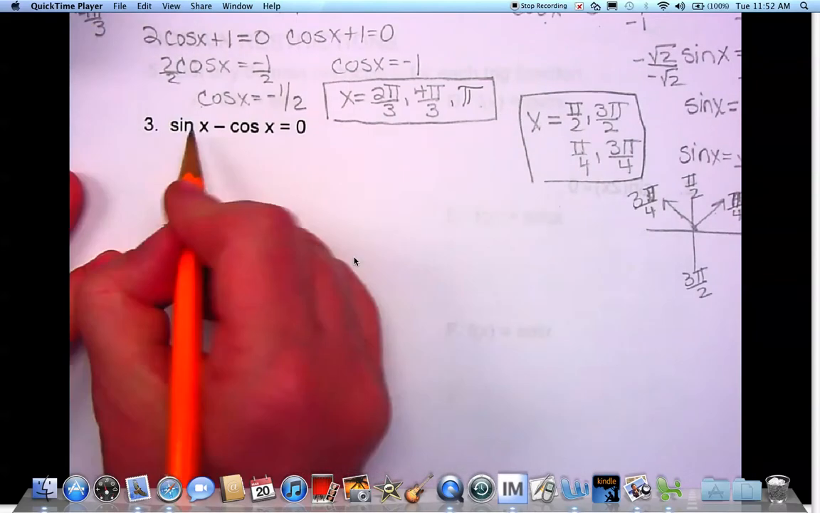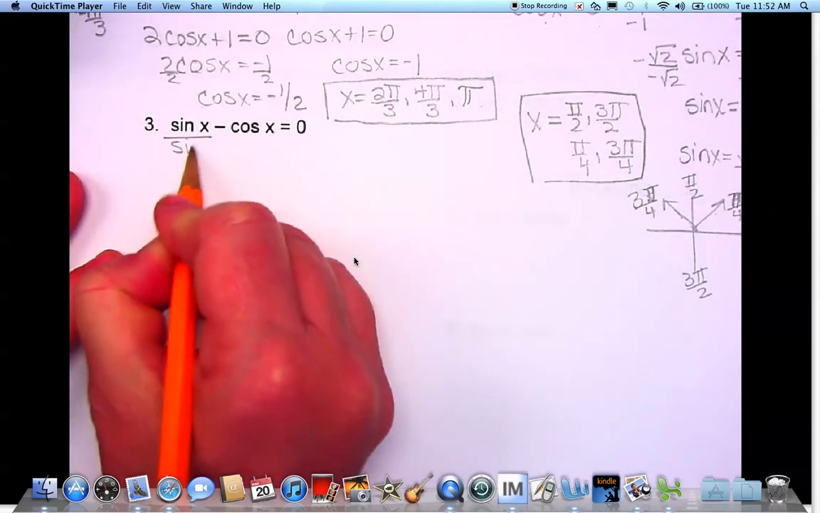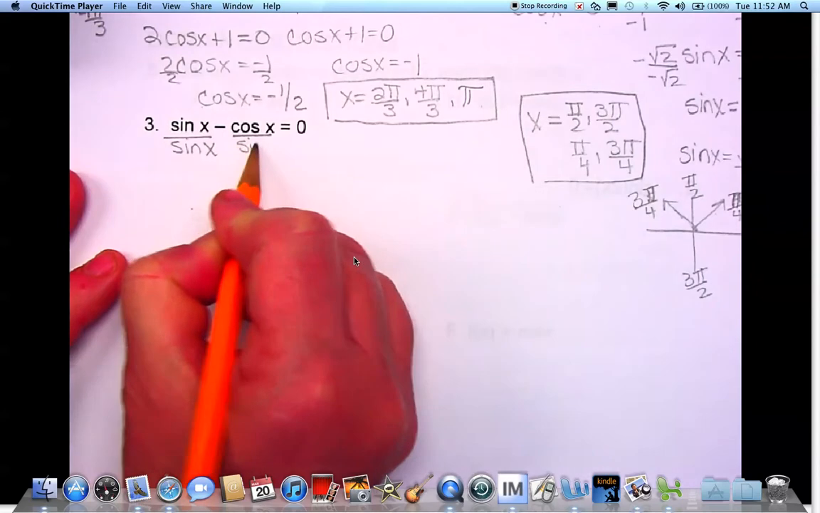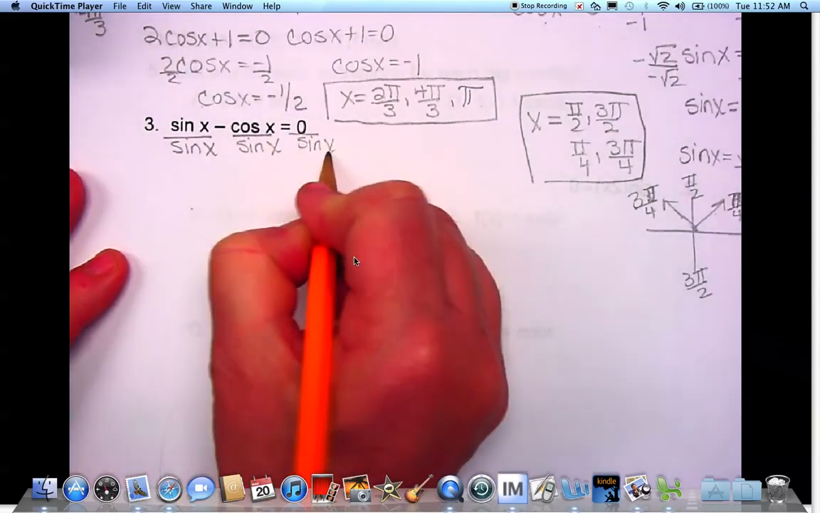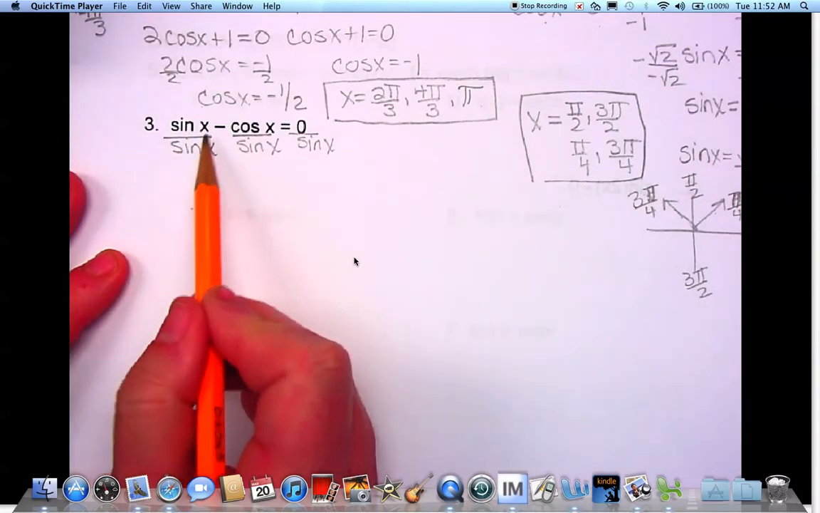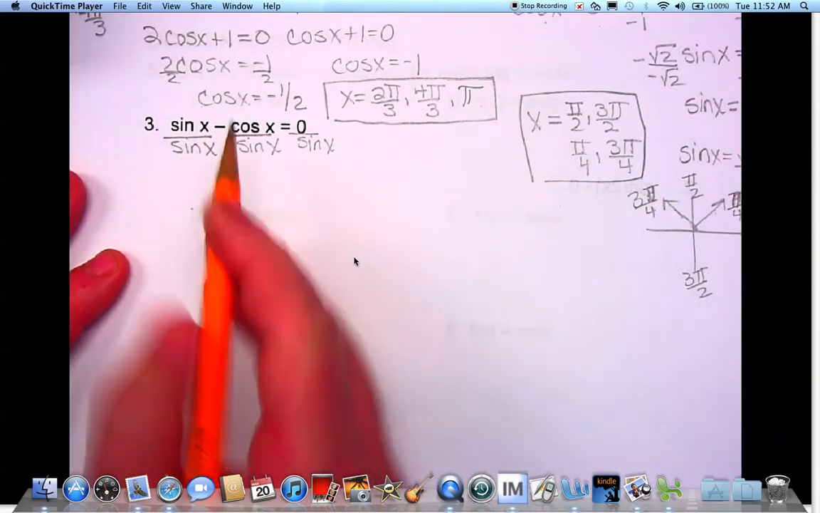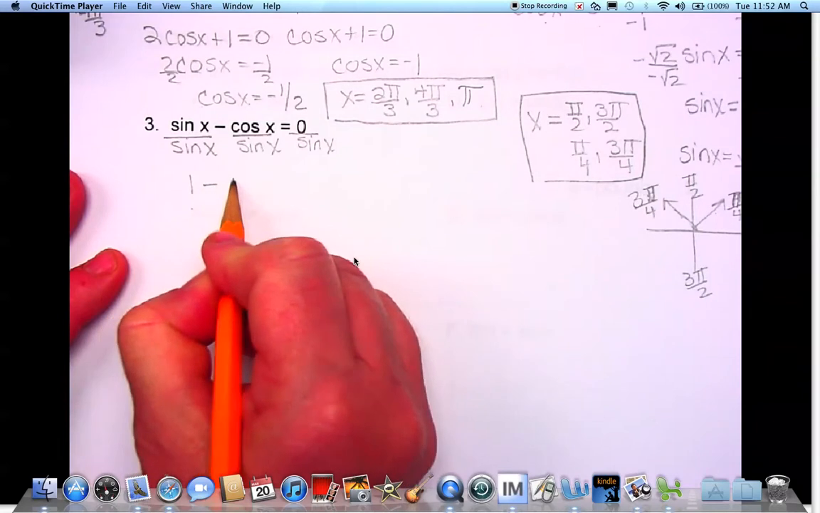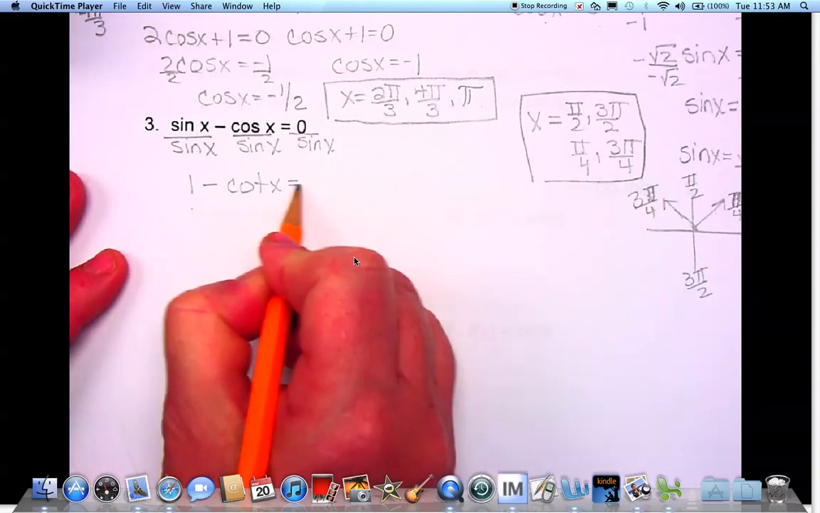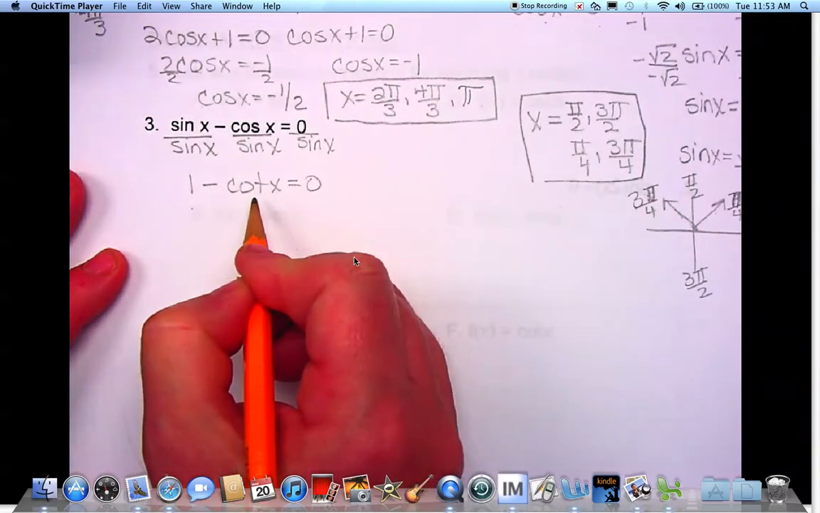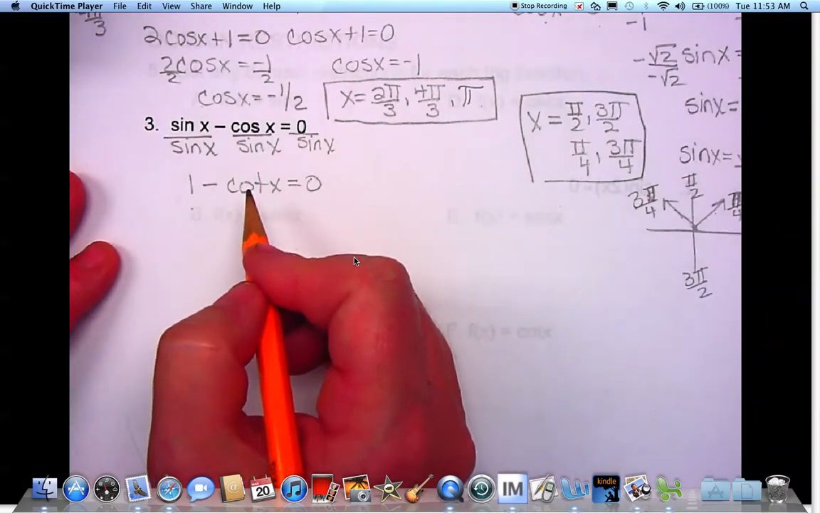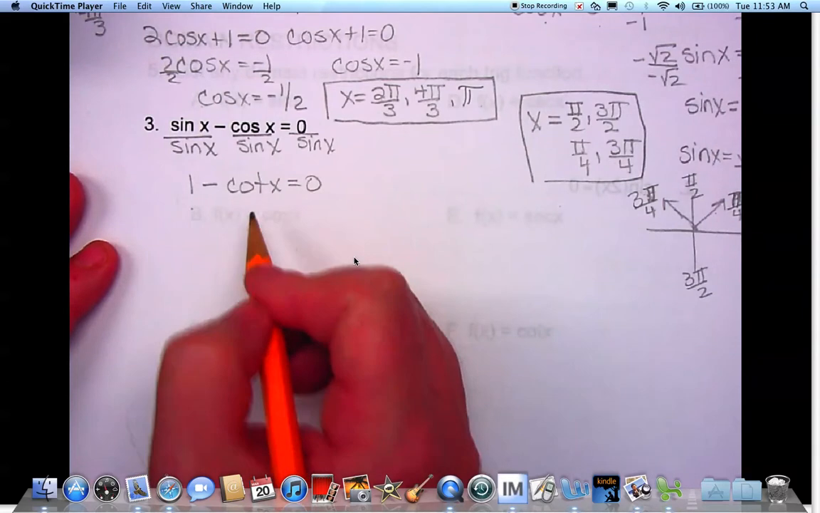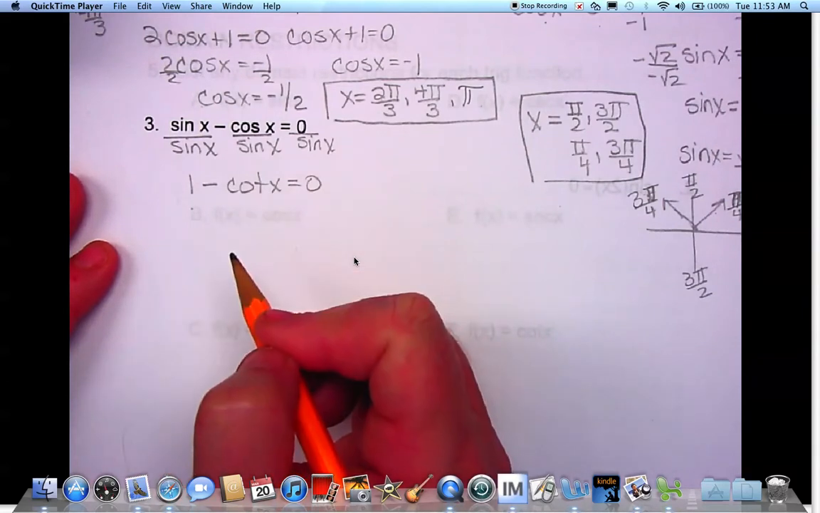Okay, this is what we're gonna do. Why am I doing this? Good question. What happens here? That becomes 1 minus cotangent equals 0. And now I just have one kind of function. I don't have a sine and a cosine, I don't have a tangent and a sine or anything. I just have one cotangent. That's it.